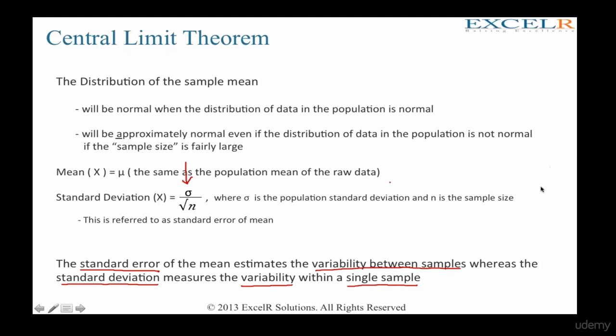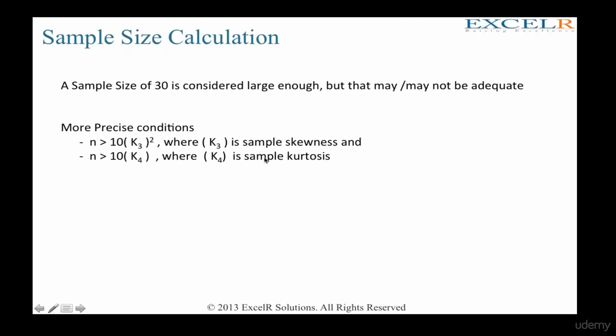Now, here in the second point, if the population does not follow a normal distribution, your sample mean still follows a normal distribution provided the sample size is large. How large should the sample size be? Let us discuss that. The generic thumb rule is to choose a data set of 30 data points, but it may or may not be adequate. Say you're working at NASA.